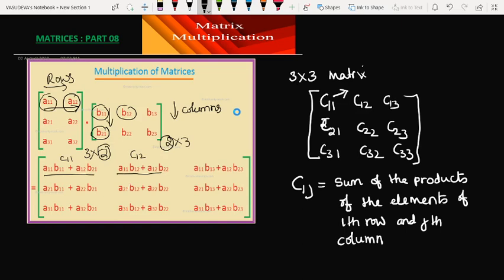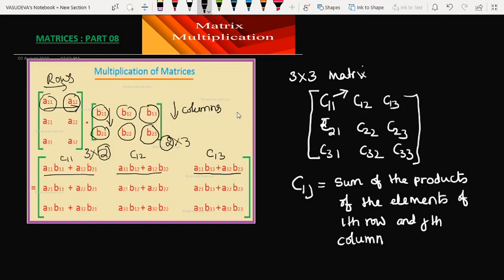And when you take C13, this is the element C13. C13 is the first row and the third column. So A11 is multiplied with B13 plus A12 is multiplied with B23. So A11 into B13 plus A12 into B23. And the first row is matched with all columns: first row, first column, second column, third column. There are no more columns to match with the first row.